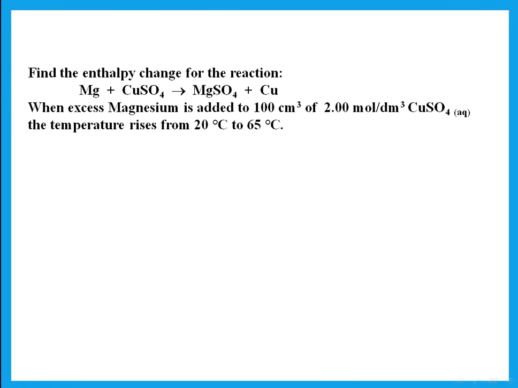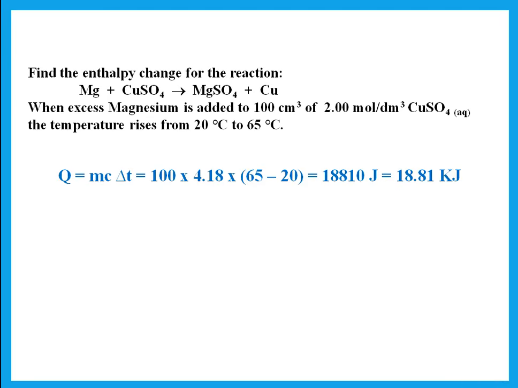So let's try this question. This says, find the enthalpy change for this reaction when excess magnesium is added to 100 centimeter cubed of 2 mole per decimeter cubed copper sulfate solution. The temperature rises from 20 to 65. So we said, in order to calculate the enthalpy change, I need to calculate Q first. We said, how do we calculate Q? It is mc delta T. M is the mass of the solution. Where is the mass of the solution? He said he used 100 centimeter cubed.